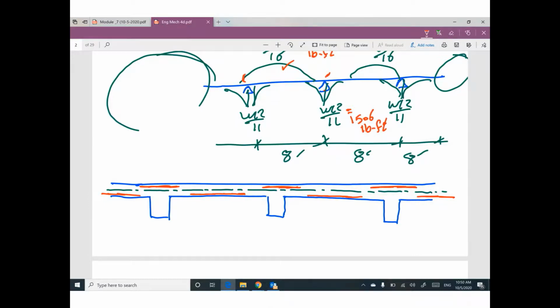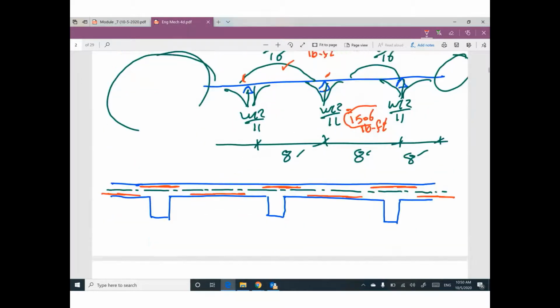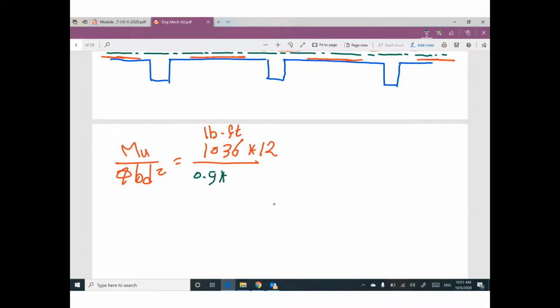Based on this number, let's try the first one. M ultimate divided by phi b d square equals 1,036. This one is in pound foot, so I'm going to multiply it by 12 only. Phi is 0.9. B, what is the width of your strip? 12 inch, 1 foot. What is the depth?